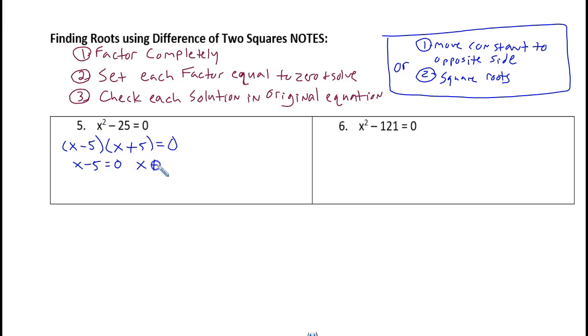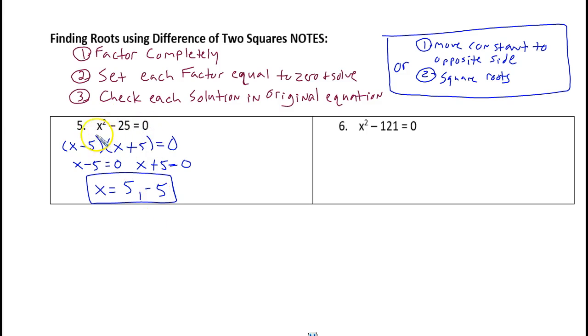x minus 5 equal to 0 and x plus 5 equal to 0, and I solve them both, and I get positive 5 and negative 5. Now, it's always a good idea to plug those back in and check them to make sure they work. 5 squared is 25. 25 minus 25 is 0.